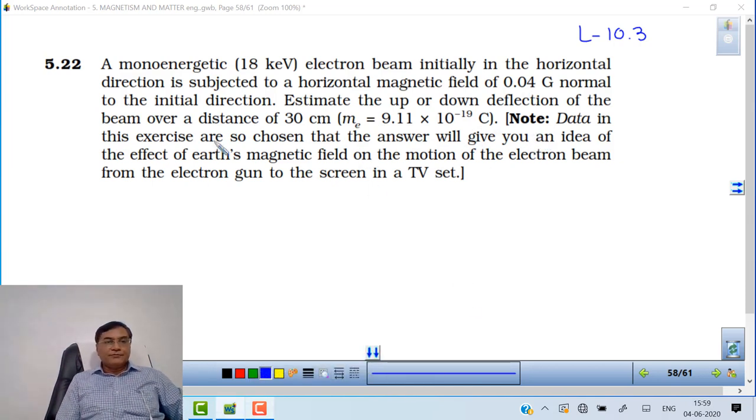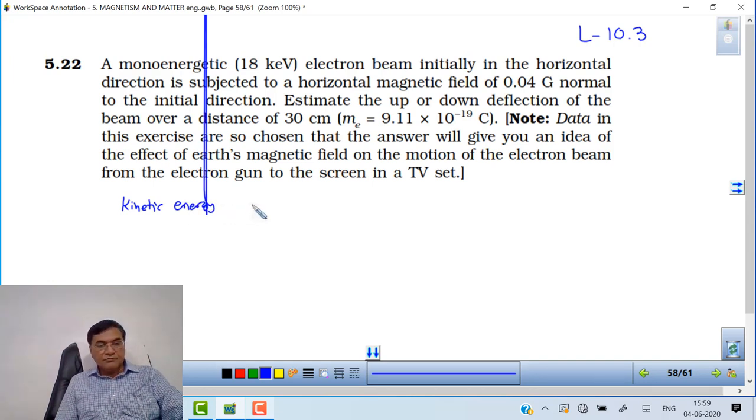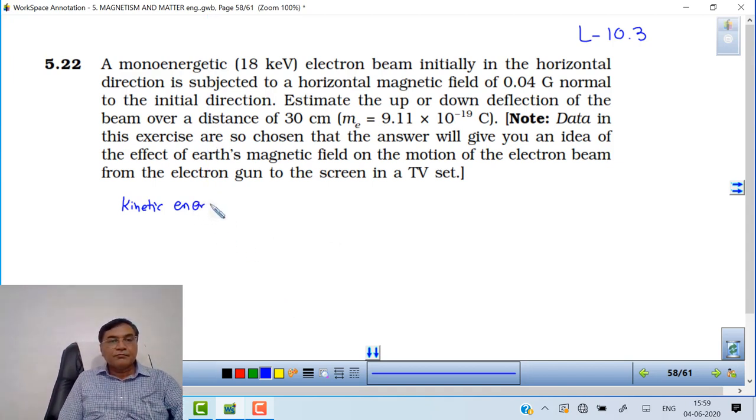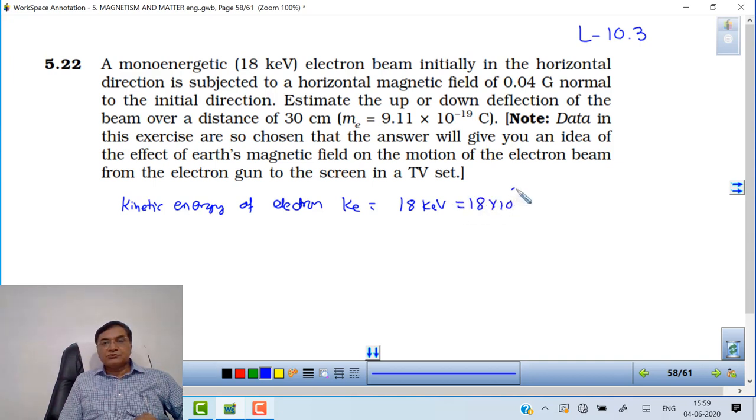Okay, so this is the kinetic energy of the electron. KE is equal to 18 kilo electron volt, which is 18 into 10 raised to 3 into 1.6 into 10 raised to minus 19 joule, and this is equal to half mv square. So we can find the velocity from this.